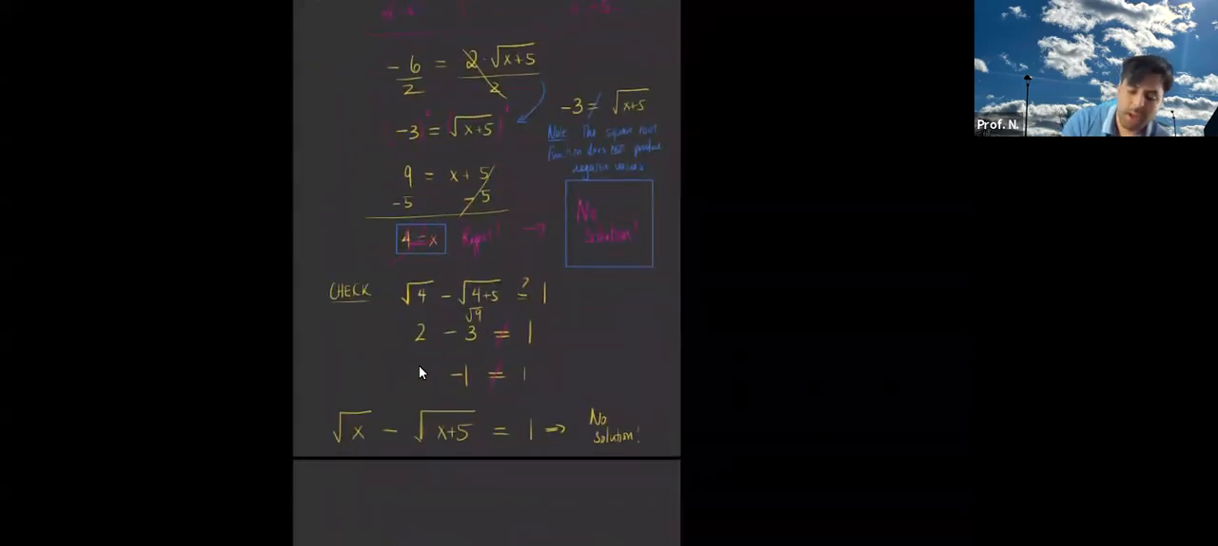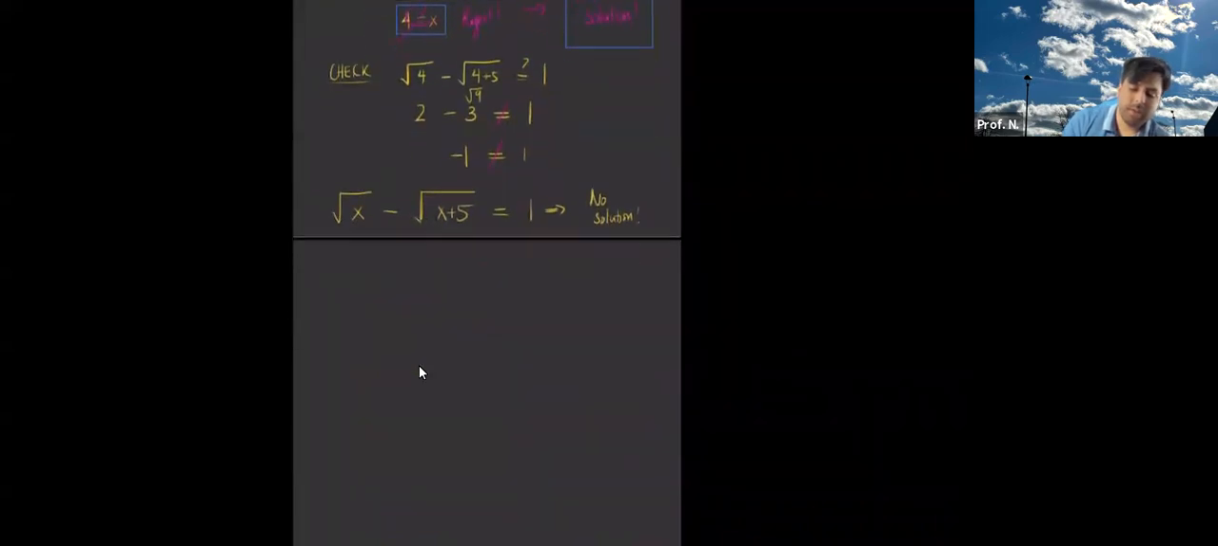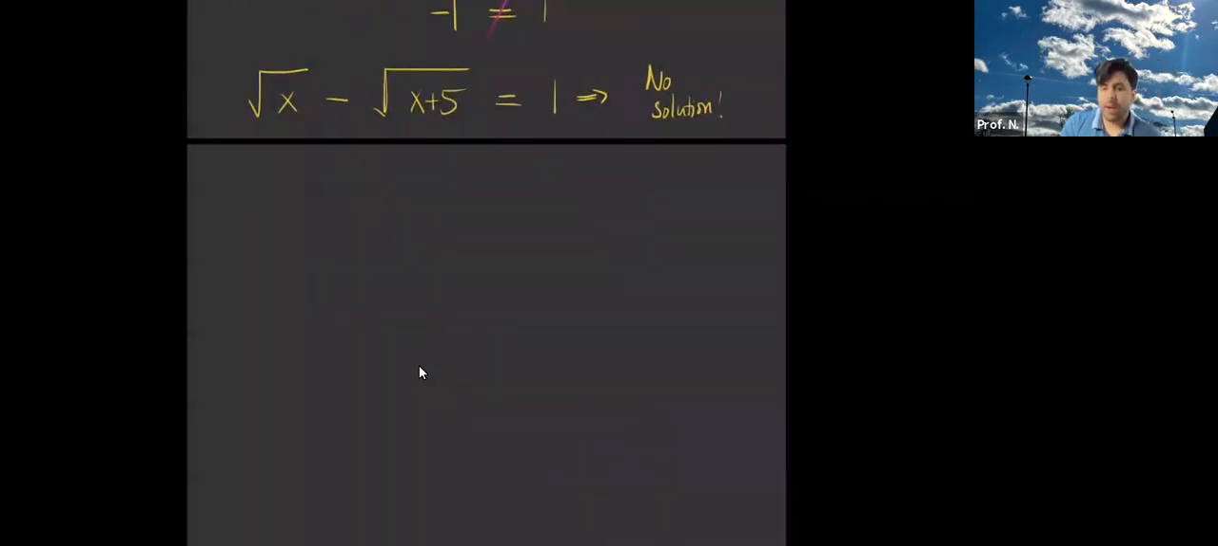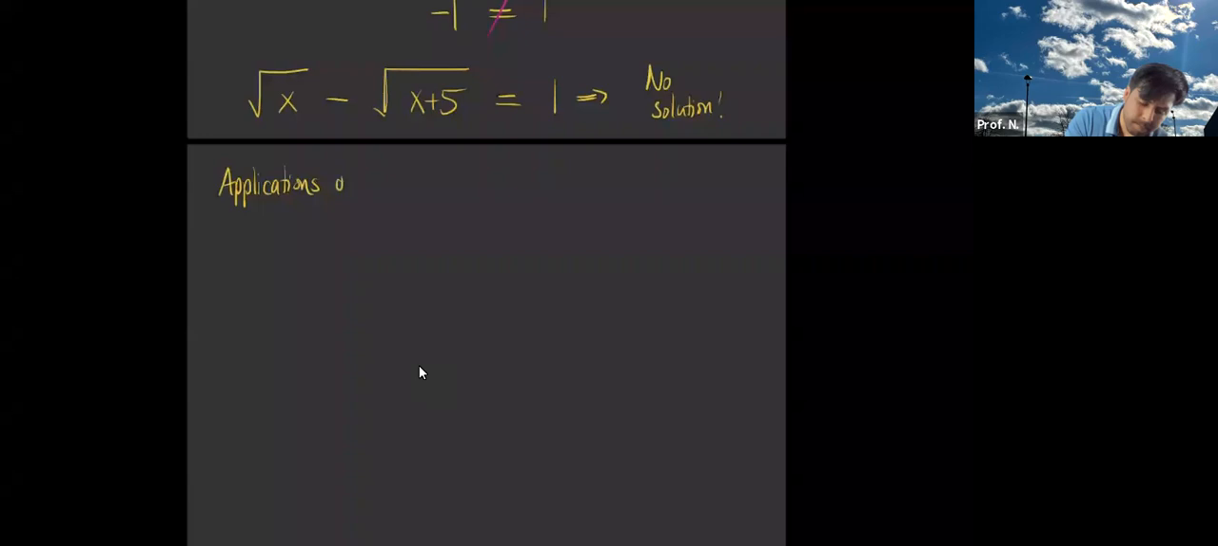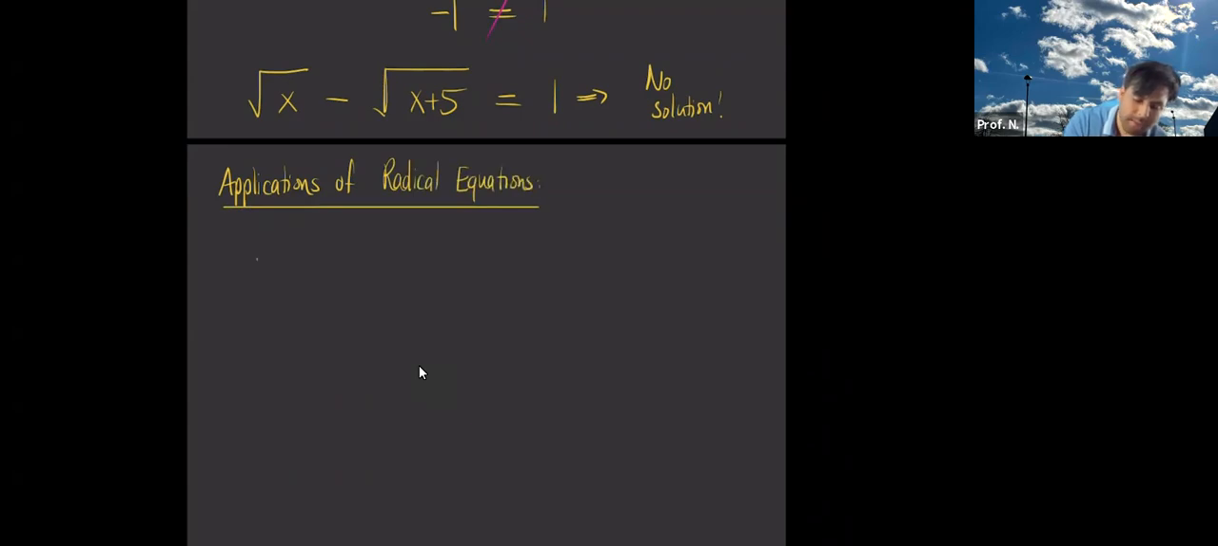Okay, so this is solving radical equations. And you might ask, but why do we care? Why does this ever pop up? Well, square roots pop up a lot. And one of those cases is when you have what's called a right triangle.